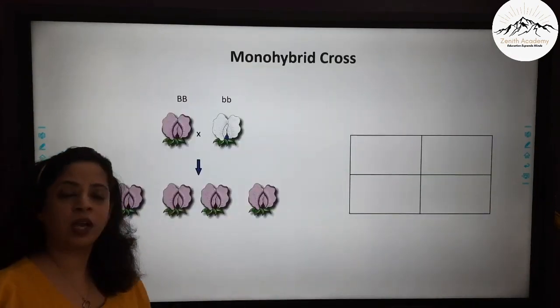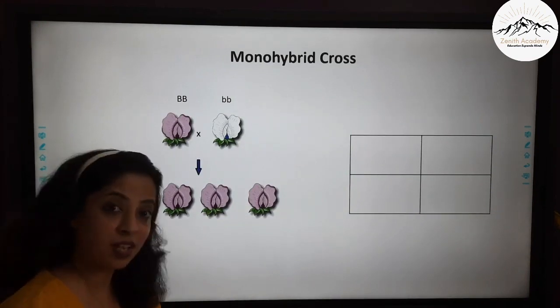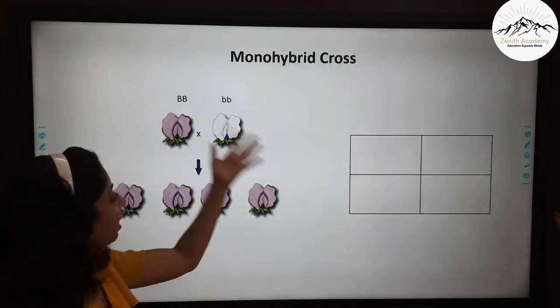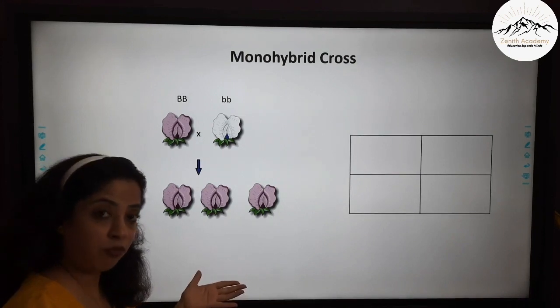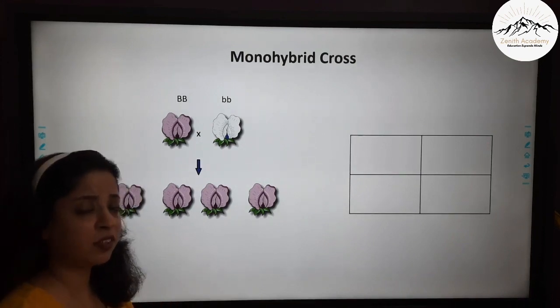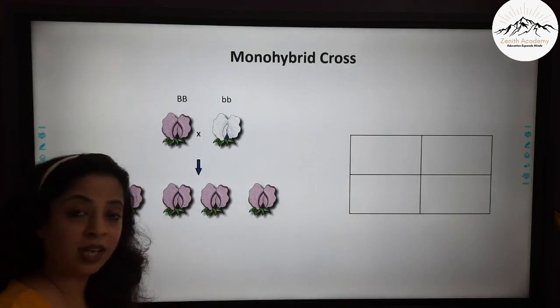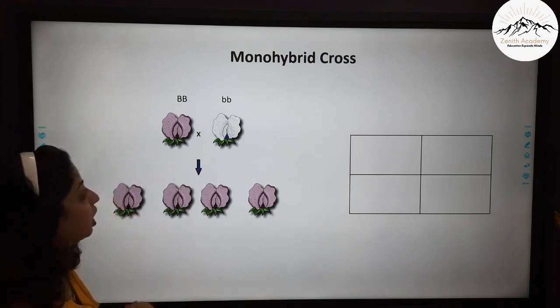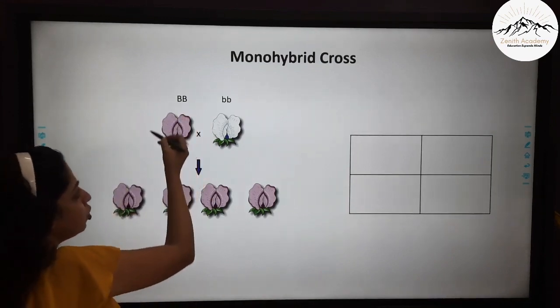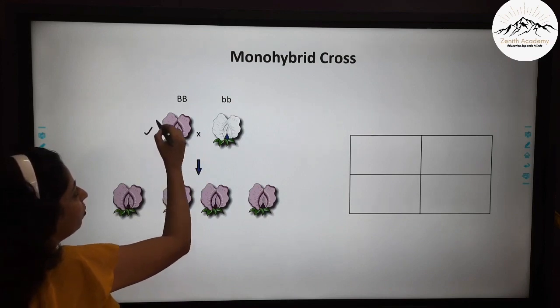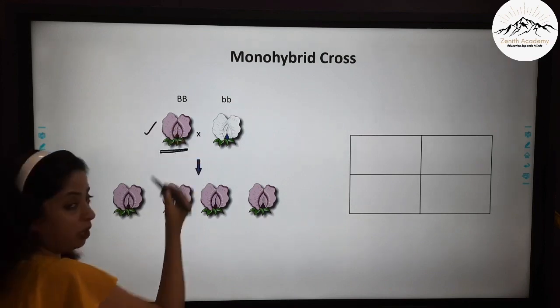Now let us look at what monohybrid cross is. So here I am taking one of the characteristics, that is the color of the flower. You can take any of the characteristic and work out the monohybrid and dihybrid cross. So here I have taken the color. So you should know that in color this one is the dominant character. The purple color is the dominant character.